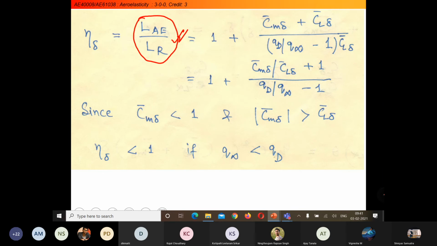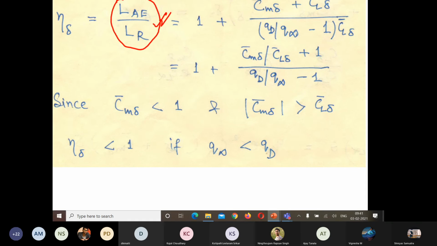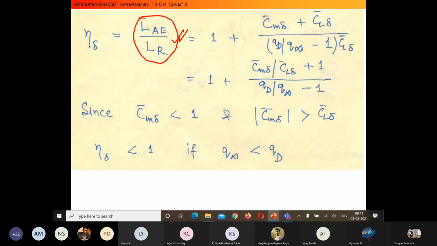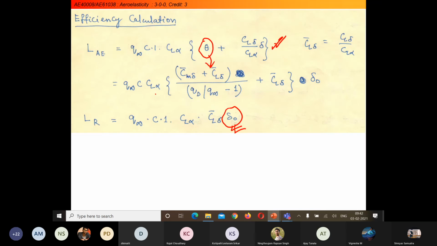We are getting here, it will be 1 plus Cm delta bar plus Cl delta bar, this whole thing divided by Qd divided by Q infinity minus 1 into Cl delta bar. So this is our equation, what we are getting from our expression of this, taking this whole equation and dividing this LAE divided by LR. And simplifying this expression, this will be cancelled.